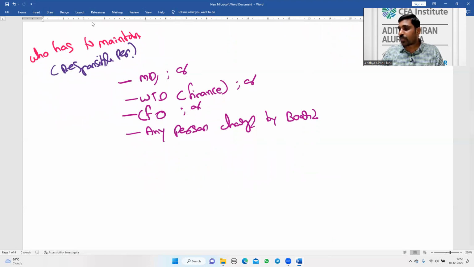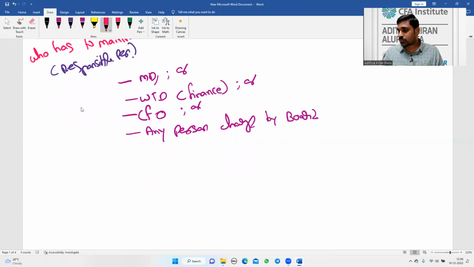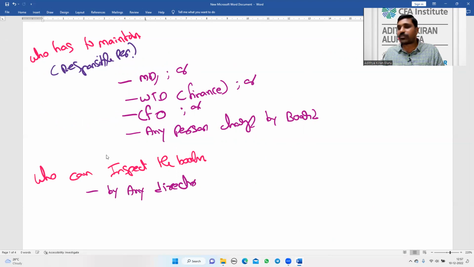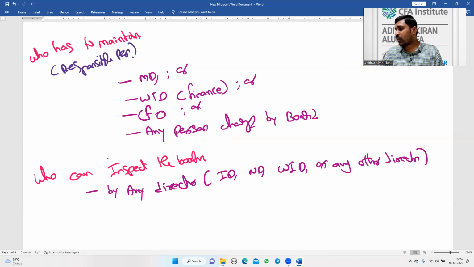Next, who can inspect the books of accounts? Books can be inspected by any director: independent director, nominee director, whole-time director, women director, resident director, or any other director, not only a particular category of director. Any director can verify the books of accounts during business hours.